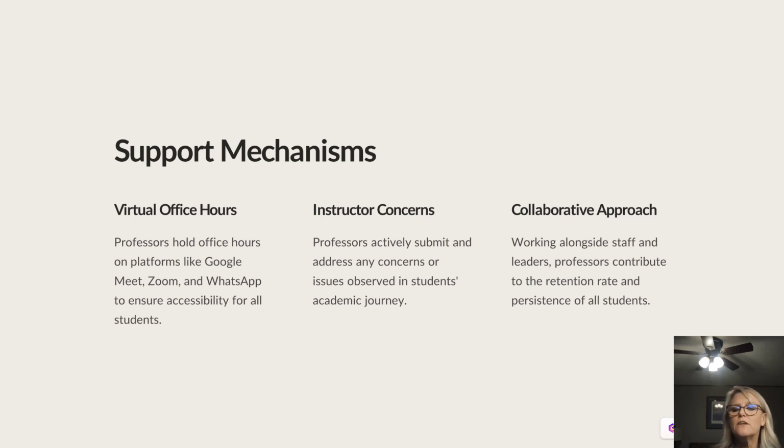Collaborative approach, working alongside staff and leaders. Professors contribute to the retention rate and persistence of all students. We know that the success rate is truly fostered by our professors, their ability to make those connections by complimenting, engaging, reaching out to students, offering awards. Oftentimes, learning management systems now have internal reward systems where a student can receive a little reward inside, an award that tells them, great job this week on your discussion, great job on your grammar. So utilize those, keep those students coming to class.